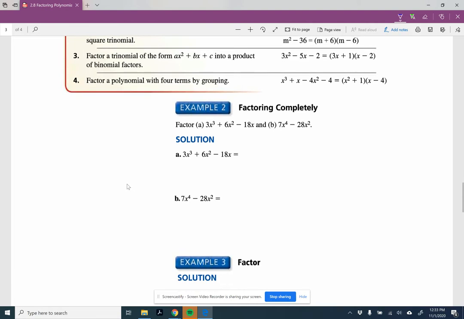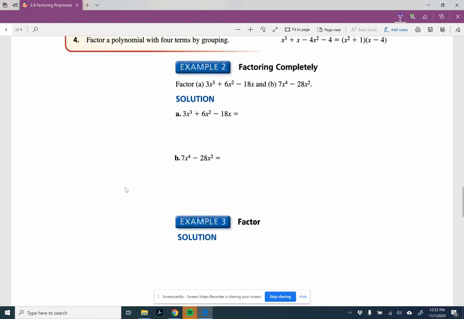So example 2, factor completely. 3x to the third plus 6x squared minus 18x. First thing is look for our greatest common factor. Look for that GCF. 3, 6, and 18. 3 is the smallest, and it will divide into 6 and 18. So we get 3, and then x to the third, x squared, and x all have a factor of x in common. So we'll take our GCF of 3x.